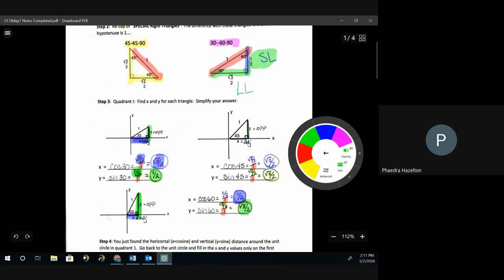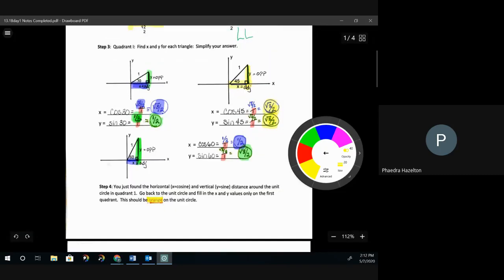This is kind of my favorite one, 45, 45, because in 45, 45, both of your legs are exactly the same. This is how I remember it: both of those legs are the same, so there's 2. And notice it's square root of 2 over 2, square root of 2 over 2. So there's two 2's, and they're both the same. That's how I like to think about 45, 45.